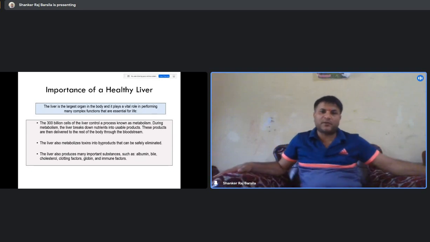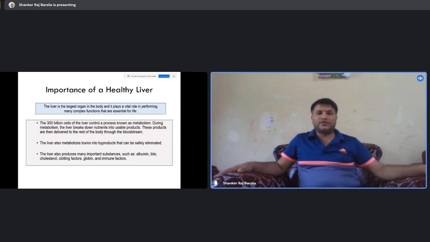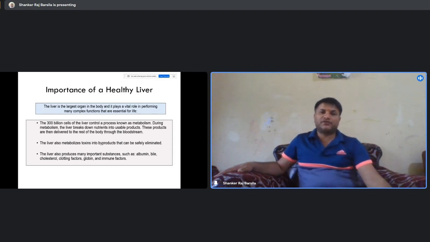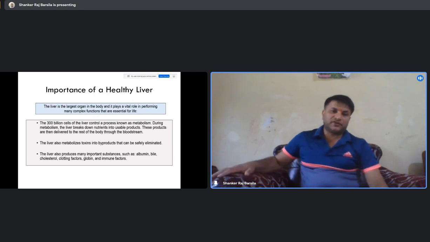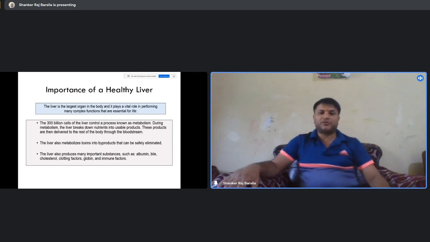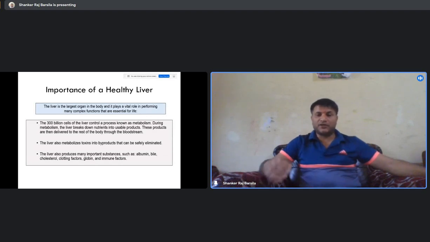These billion cells are involved in metabolism. During metabolism, the liver breaks down nutrients into usable products, and these products are then delivered to the rest of the body through the bloodstream as nutrients. The liver also metabolizes toxins into byproducts. Our liver has a major role in neutralizing the toxins that we take in through food intake.